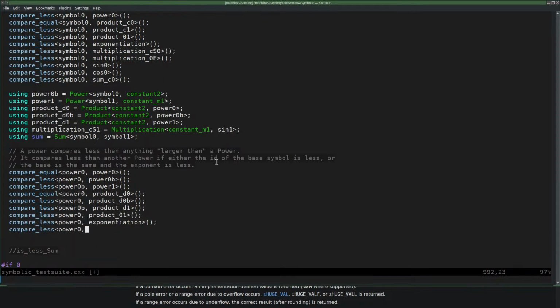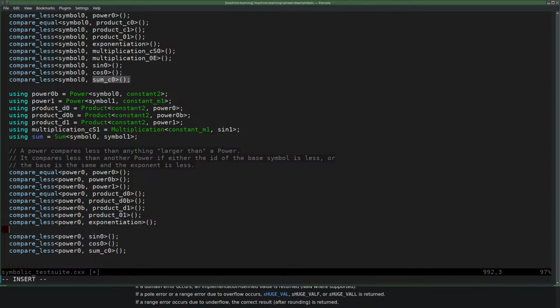Then you get multiplication, which is also complex. Let's skip the multiplication for now. Definitely also less than the sine. And it's less than the cosine. And it is less than the sum, any sum.